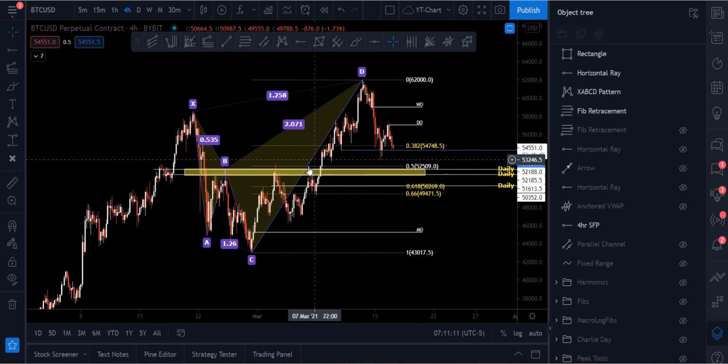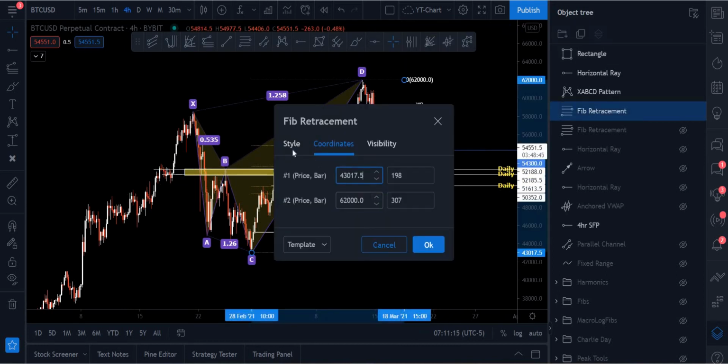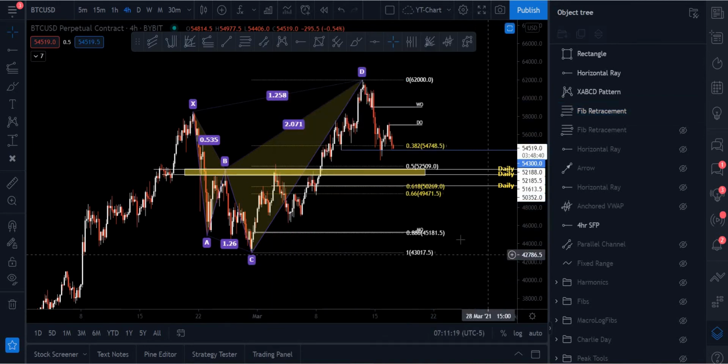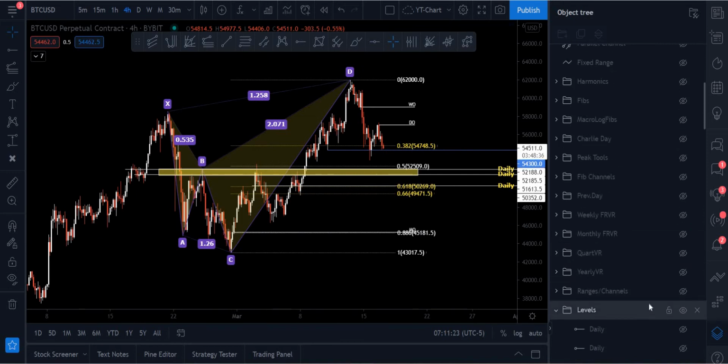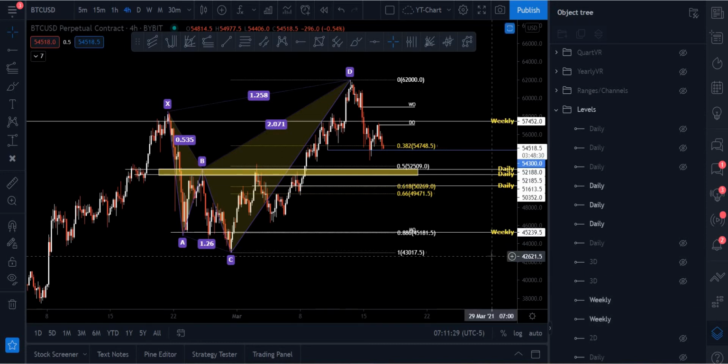So the targets on this would be the B leg here, down to the golden pocket and then the 886. So our 886 would come in here. And you can see that's our monthly open. So we also have a weekly level there. So to me, this is the area I'm most interested in right off the bat, is this weekly level at 45,239.